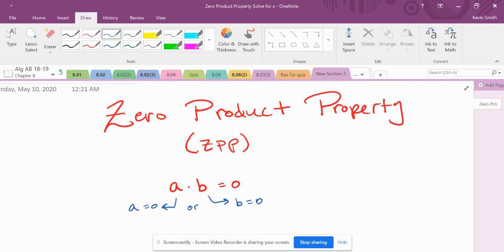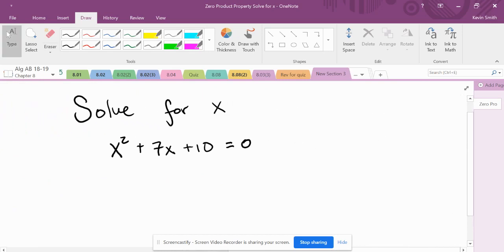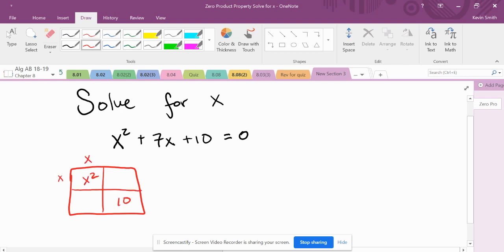So using this idea, we're going to go over here and start solving for quadratics that look like this. In order for us to solve this, we're first going to put it into factored form. So we will draw our box over here. I know x and x give me x squared. And then for 10, I need two numbers that will multiply to 10 and add to 7. So those would be 5 and 2 or 10 and 1.